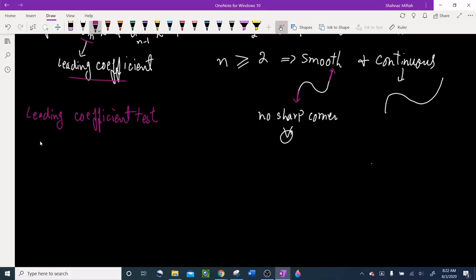So if my leading coefficient is greater than 0, which means it's positive, then the graph falls to the left and rises to the right. Just remember, memorize this. If the leading coefficient is greater than 0, this is left side, that's the right side. This is left falls and the right rises.